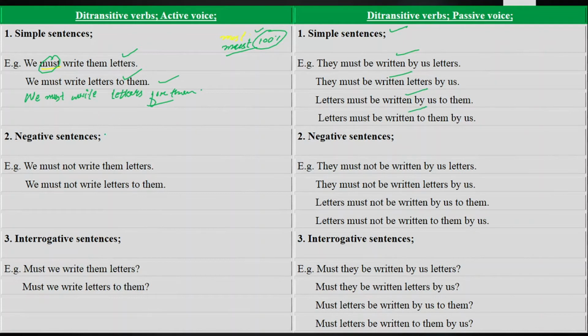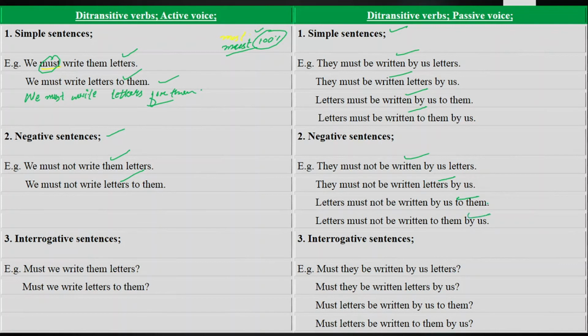Negative sentences, those sentences in which we deny the statement. We must not write them letters. We must not write letters to them. They must not be written by us, letters. They must not be written letters by us. Letters must not be written by us to them. Letters must not be written to them by us.